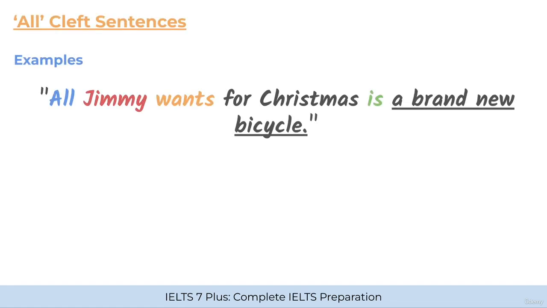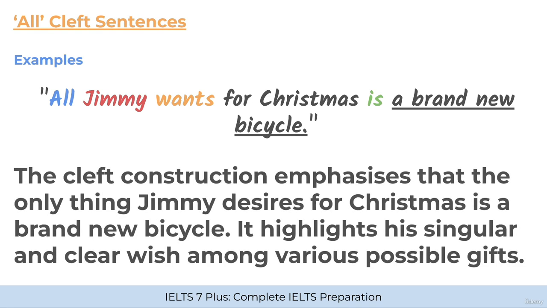So we have, all Jimmy wants for Christmas is a brand new bicycle. So you can see the same pattern here. All Jimmy wants for Christmas is, can that stand alone? No. We need to follow it with the emphasized information, which is a brand new bicycle. So Jimmy here, all that he desires for Christmas is this bicycle. It highlights his only wish amongst various possible gifts for this bicycle. So a lot of emphasis here.